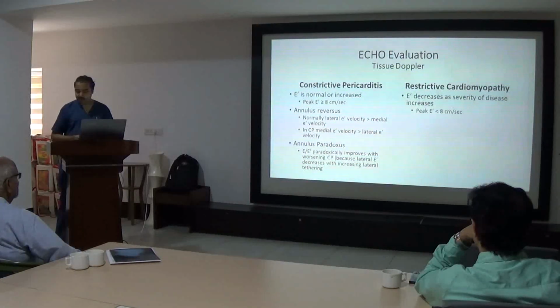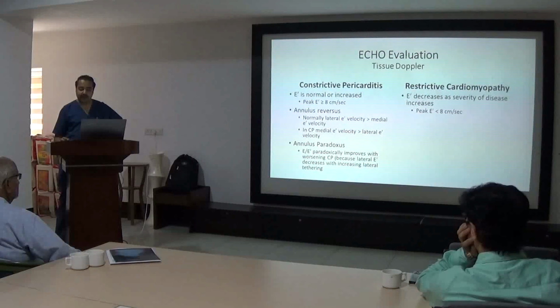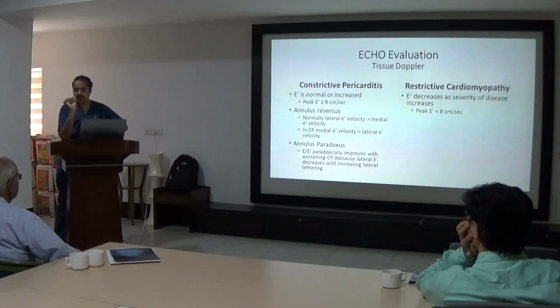After advent of tissue Doppler, this kind of parameters are very easy to maintain. Now what is tissue Doppler? Tissue Doppler basically measures the velocity of the tissue. Till now we were measuring velocity of the blood across the mitral and tricuspid valve. Now what tissue we are concerned about? We are concerned about lateral mitral annulus and medial mitral annulus.